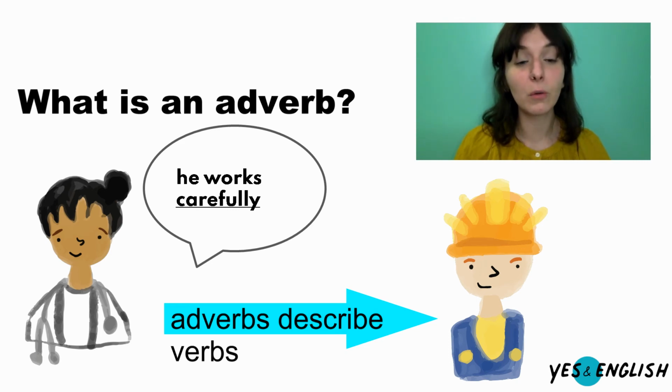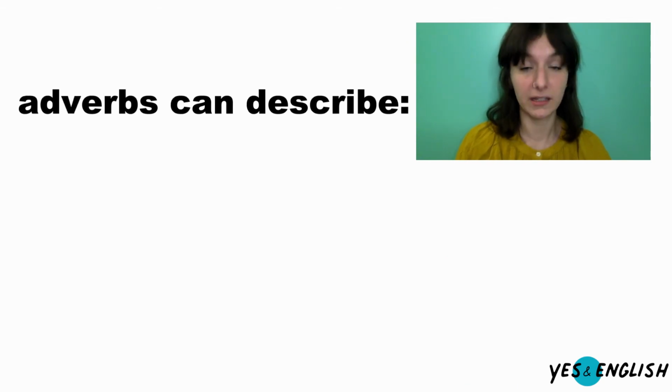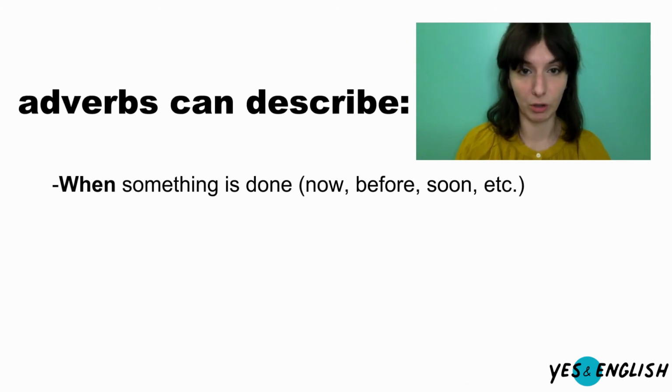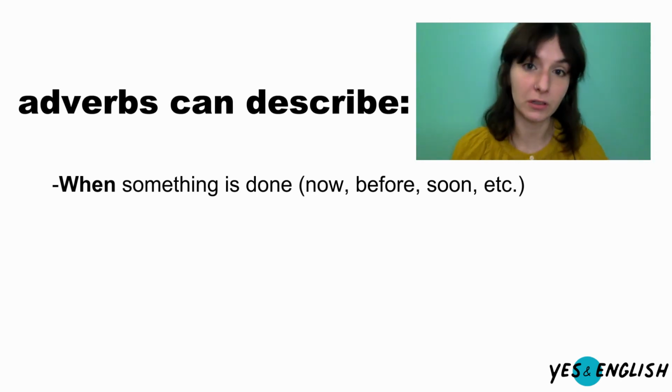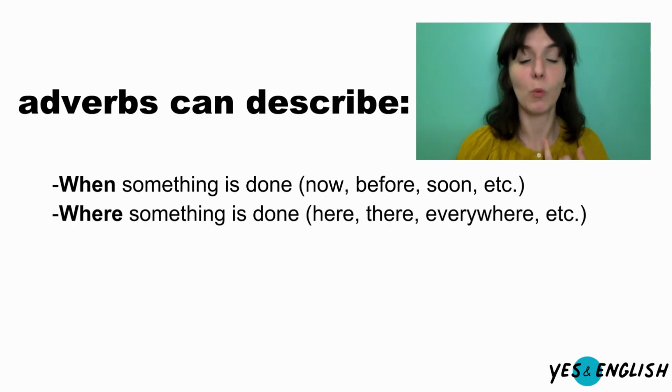There are also different types of adverbs, okay? So adverbs can describe when something is done. So for example, now is an adverb, or before, or soon is an adverb. Adverbs can describe where something is done. Here, for example, is an adverb, or there, or everywhere, or somewhere.